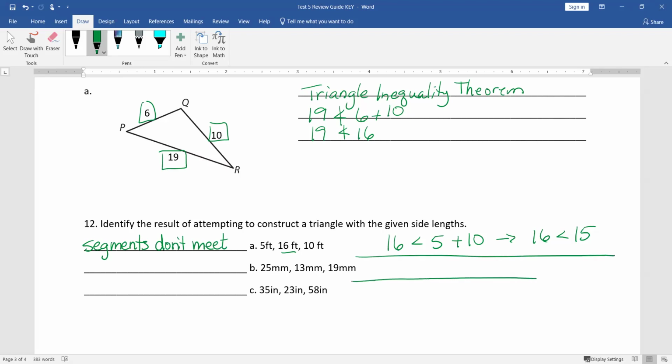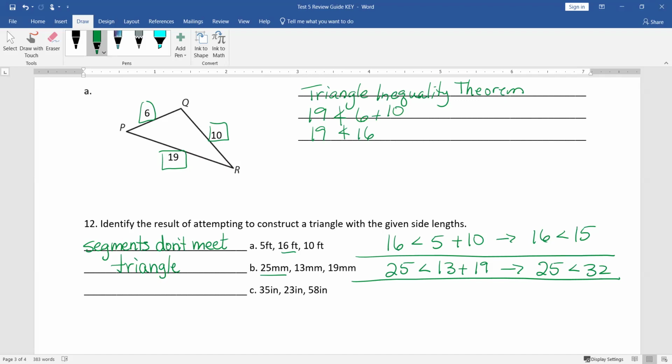All right, let's look at the next one here. Our longest side is 25. So 25 has to be less than 13 plus 19. What is 13 plus 19? It's 20 plus 12, so that's 32. All right, so is 25 less than 32? Yes, so what does this make? A triangle. It makes a triangle, yes. Oh yeah, I forgot to put your options. It's either the segments don't meet, it makes a triangle, or they're collinear points. They just make a line.